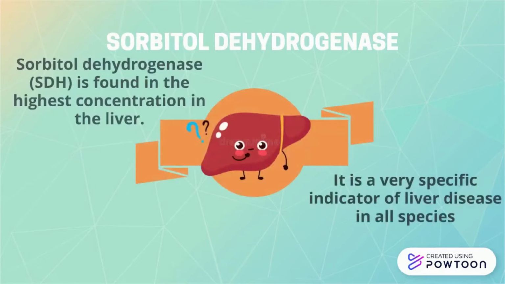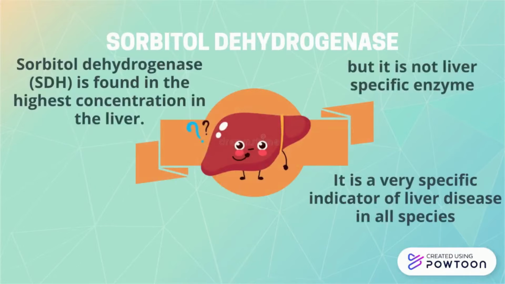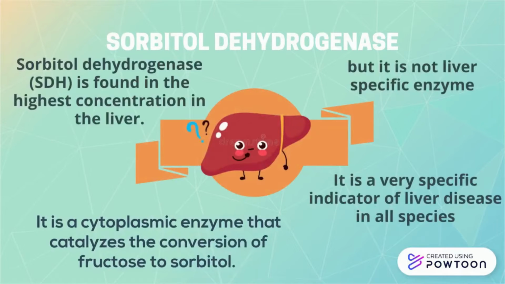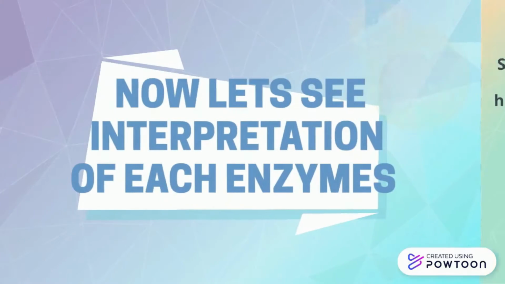Sorbitol dehydrogenase, known as SDH, is found in the highest concentration in the liver, but it is not liver-specific. It is a cytoplasmic enzyme that catalyzes the conversion of fructose to sorbitol. It is a very specific indicator of liver disease in all species.